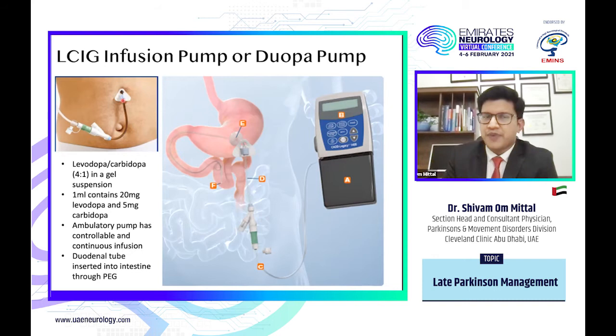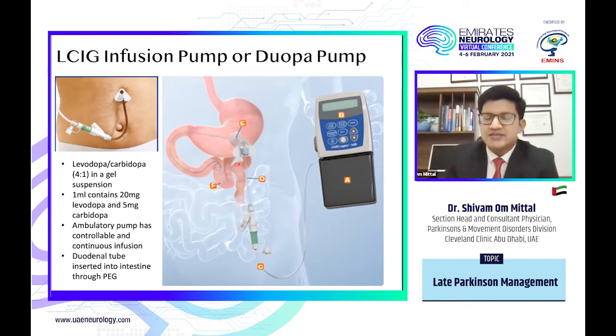The patient has a PEG tube inside, and through the PEG tube there's a further connection that goes down to the jejunum. So we have a PEG-J tube, and through this tube the gel form of levodopa is infused continuously during the daytime. And the absorption is direct to the small intestine. It is very fast absorption. The hope is that the fluctuations will be better.